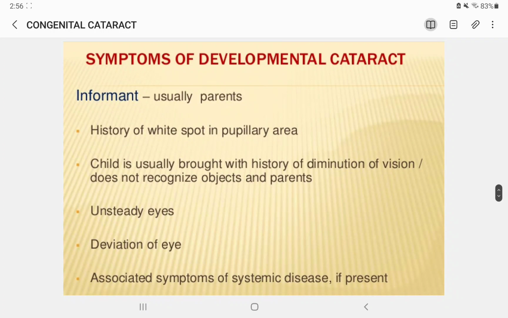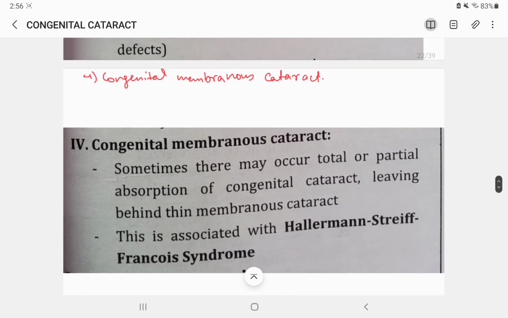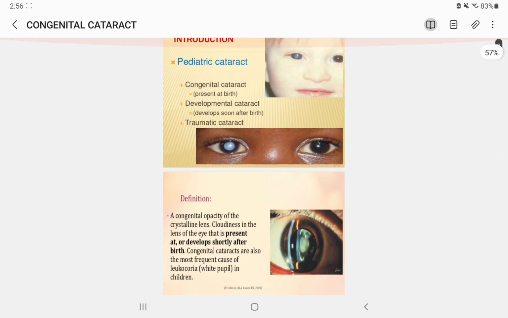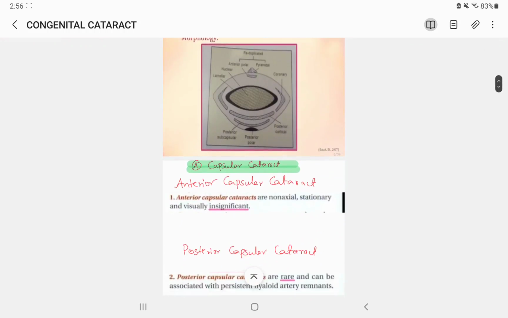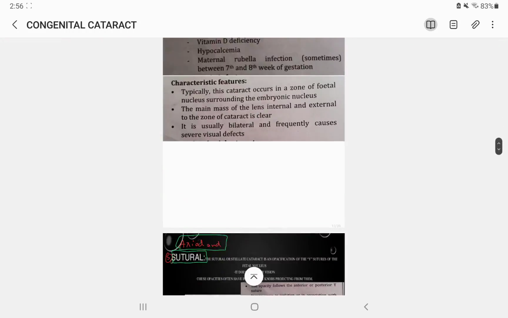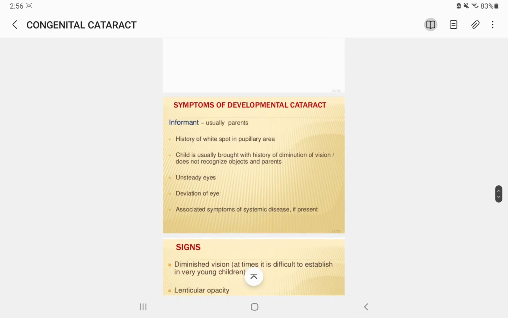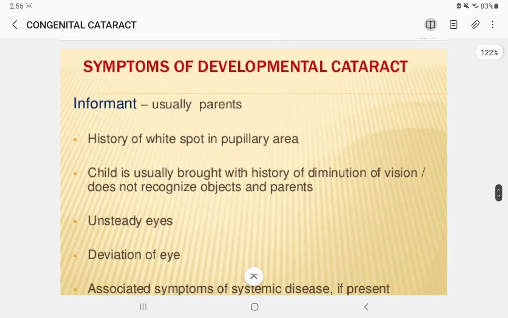Hello everyone, this is I Will Teach You Medicine, and we are discussing congenital cataract. In the last video we discussed all the types of cataract, the definitions, all the mnemonics, and morphology. So watch the previous video if you haven't. Without any further ado, let's start from the point where we left.